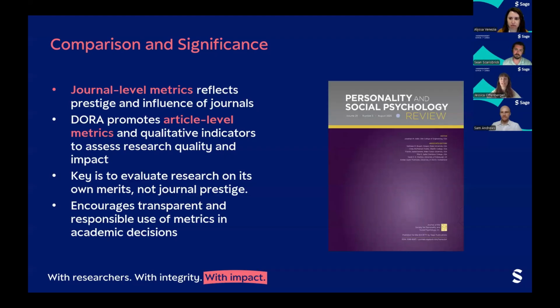Journal level metrics give insight into the prestige of the outlet, while article level metrics focus on the impact of individual articles. So it's important to consider both and understand each type of metric and how to interpret them to really assess the true impact of your scholarly work.